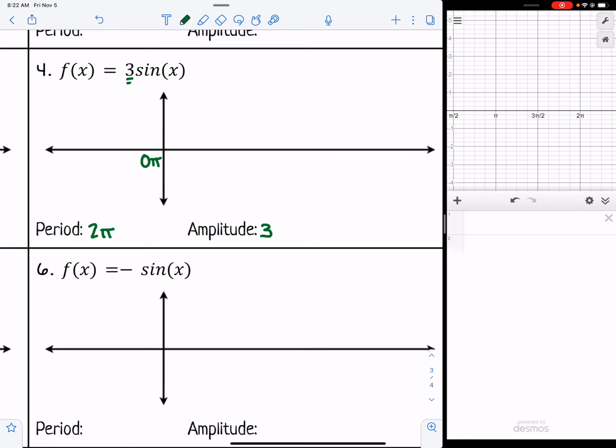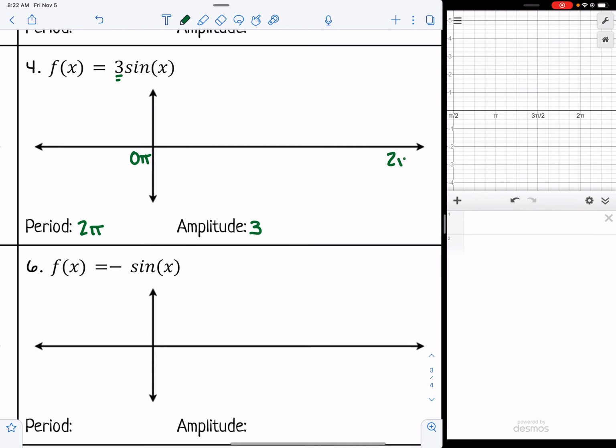So let's put 0 pi, 2 pi. Just put it way over there on the end. Then divide it in half and put pi, because half of 2 pi is just 1 pi. And then half of that is pi divided by 2. And then half of the other half is 3 pi divided by 2, because that's equivalent to 1.5. And then we're all set up again.